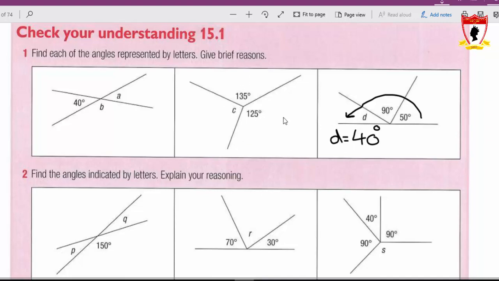Now here, all of these three angles together, they complete 360. Now we have two angles here. 135 plus 125 is equal to 260. So we need 100 more to complete 360. So C is 100 degrees.